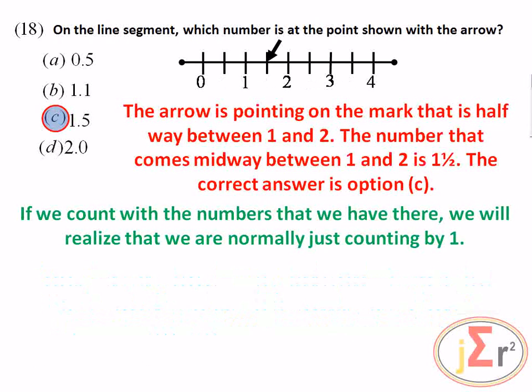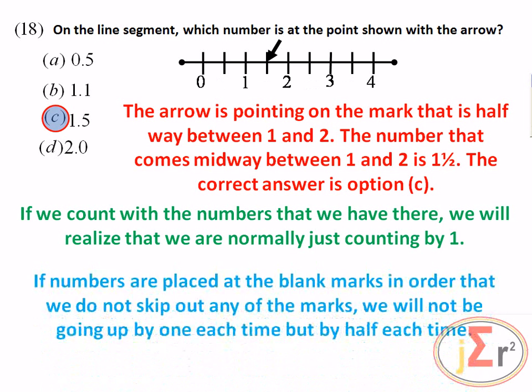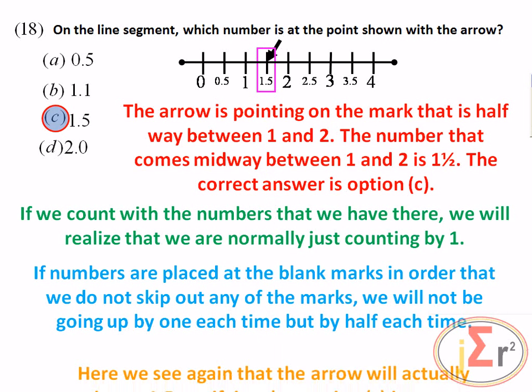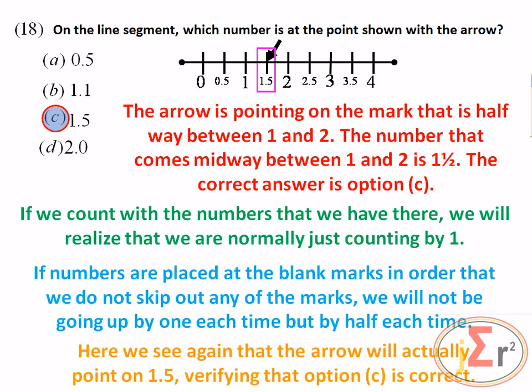But initially, the numbers that we had there were going up by 1 each time. But if we include the intermediate values, we'll be going up by a half each time. And take note that the arrow that we have there is pointing on one of those intermediate values, 1.5. Here we see again that the arrow will actually point on 1.5, verifying that option C is correct.